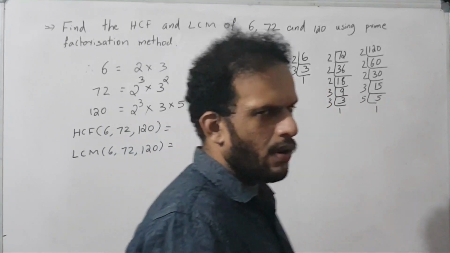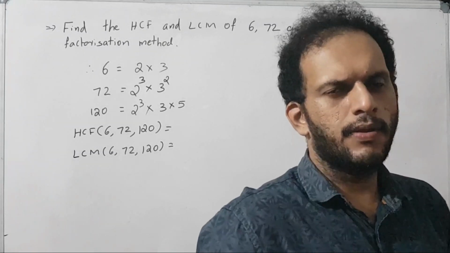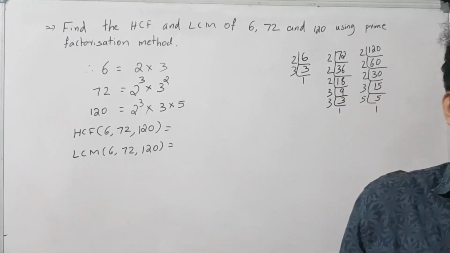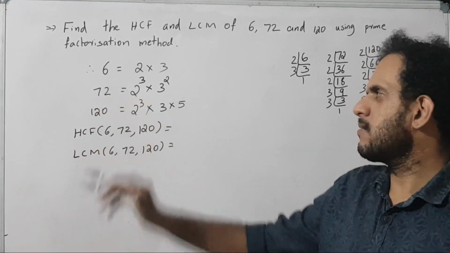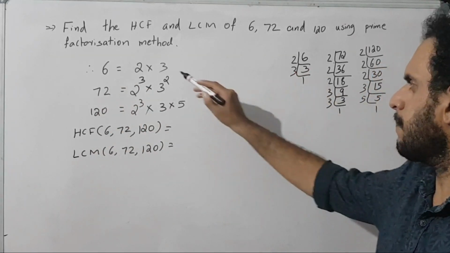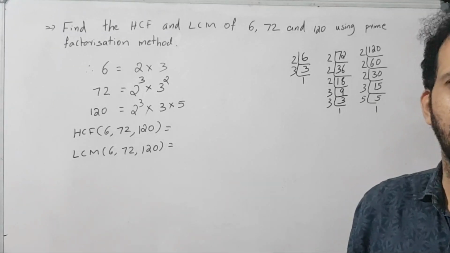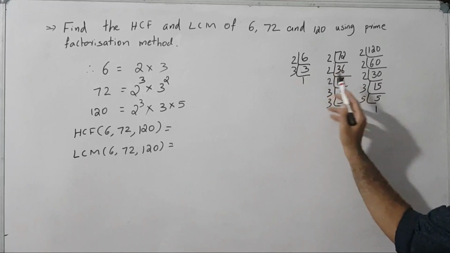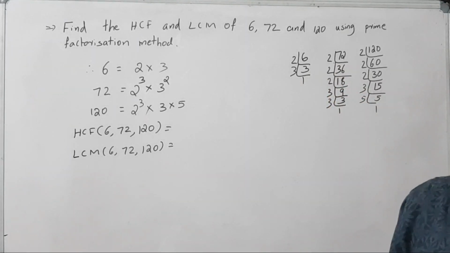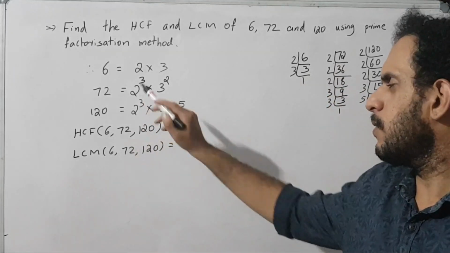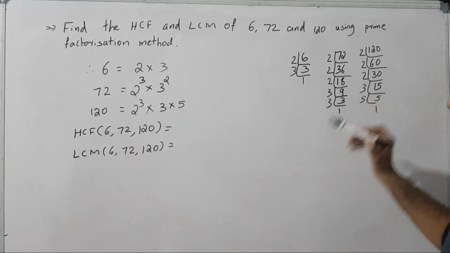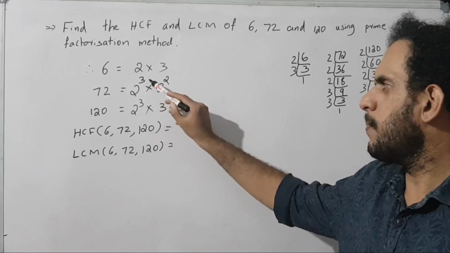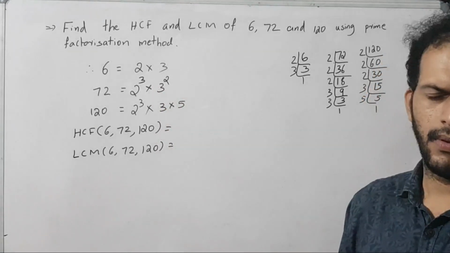Correct? So, I think you got the idea of the factorization. You already know how to factorize. So we write like this: therefore 6 is equal to 2 into 3, correct? 72 is equal to 2 into 2 into 2, that is 2 raised to 3, into 3 into 3, which means 3 square.